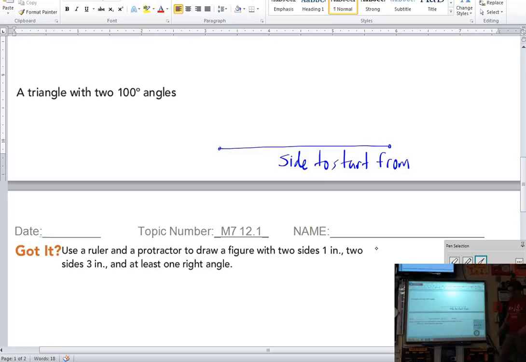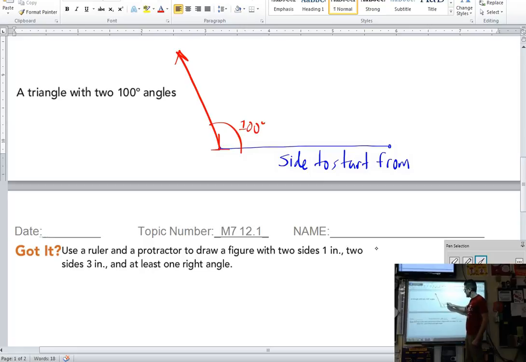Yeah. Okay. So I come over here and I line up my T on my protractor. Then I realize my 0 comes over to the right side. So I would use that set of numbers up to 100. If I go all the way to 100, it's gonna be out here. So there's my 100-degree angle.